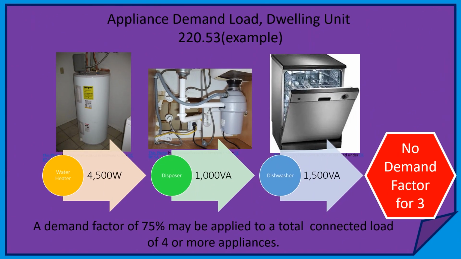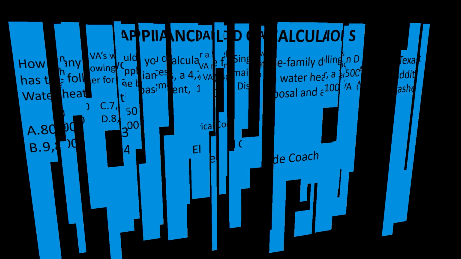All right, and this is a little graphic explaining what we just learned. We had our water heater, our disposal, and our dishwasher, and there's no demand factor on 3 appliances. So the 75% rule doesn't apply. Just want to let you guys know, if you ever want to use any of my slides for teaching or educating, they are all absolutely free to use. Just email me at electricalcodecoach@gmail.com.